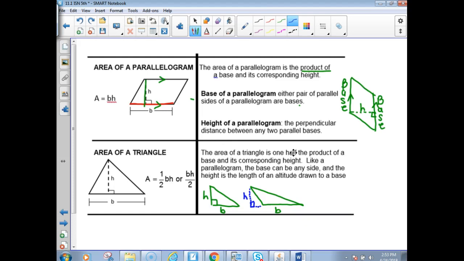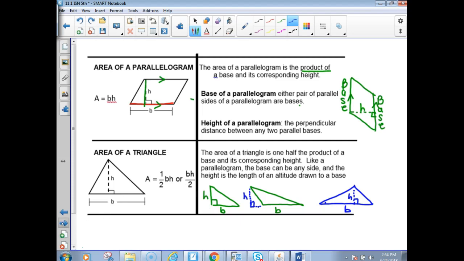Okay, so the area of a triangle is 1/2 the product of the base and its corresponding height. Like a parallelogram, the base can be any side depending on which way you situate it. So let's say I took that triangle right there and I flipped it over. Maybe I would want to look at the height inside here. And this would be the base. I kind of flipped it over. But the point being, sometimes the height's on the inside of the triangle, sometimes it's on the outside, and sometimes it's on the triangle, part of it.